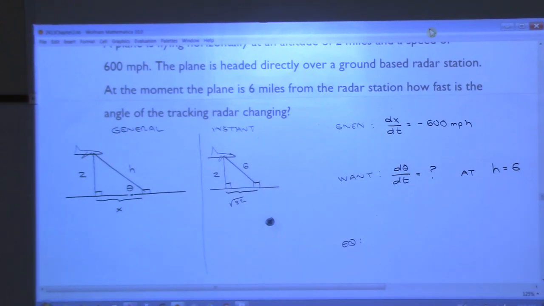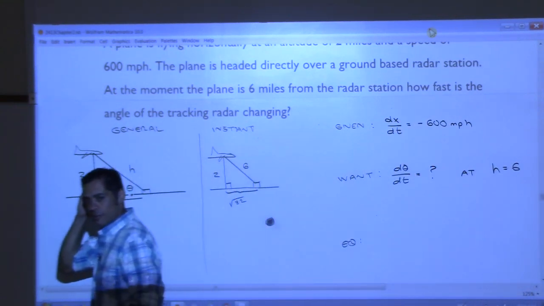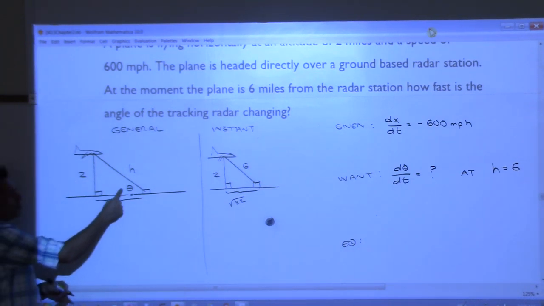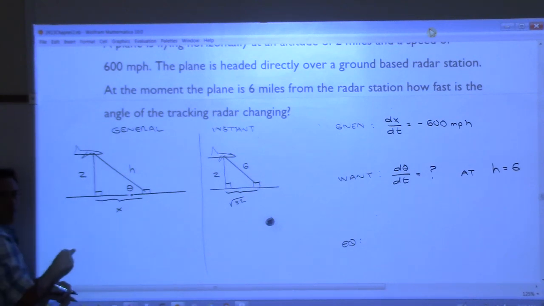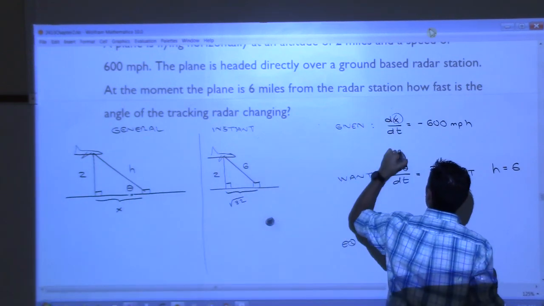All right, your turn to come up with an equation. Anything that relates x and theta together off of your general picture. Well, if you do sine of theta, it's going to be opposite over hypotenuse, and that doesn't have x in it. You have to have x in it, right? You need to have x and theta connected.